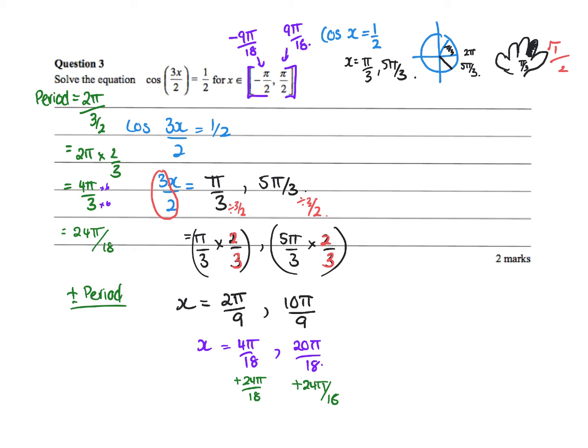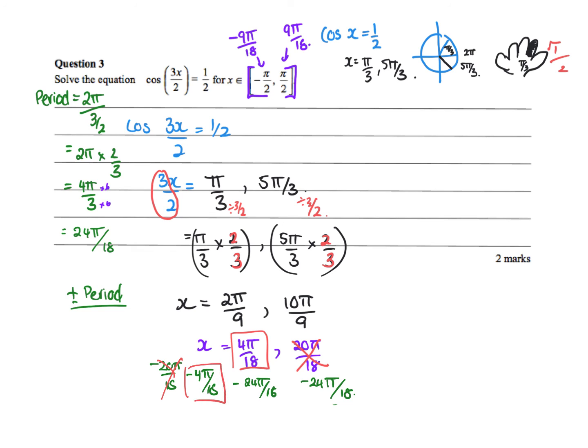actually I didn't even need to do that because that one's already out, as we only have to go up to 9 over 18. So this one's in. So we better minus the periods. So I better minus 24 pi on 18 and minus 24 pi on 18 and see what I get. I would get negative 20 pi on 18, and that doesn't fit in our domain. But the other one, I would get negative 4 pi on 18, and that one does.